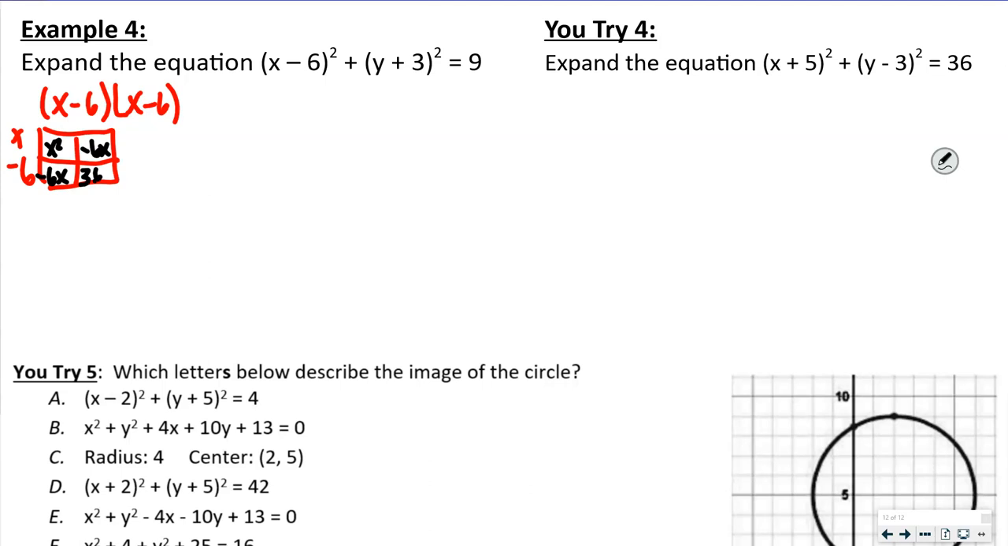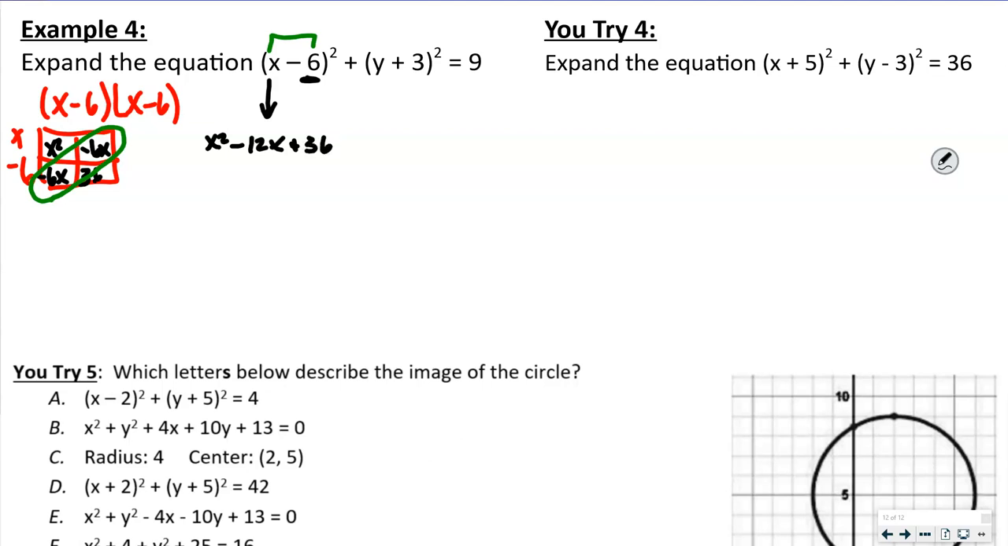So basically what you do is you take this first term down here and you square it. Then you multiply these two terms by each other times 2. Notice that we have the same term here twice. So it's negative 6x times 2, which is negative 12x. And then we're going to square this term. Negative 6 times negative 6 is 36.